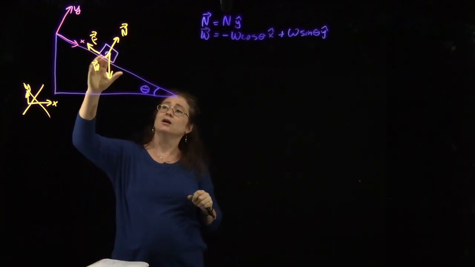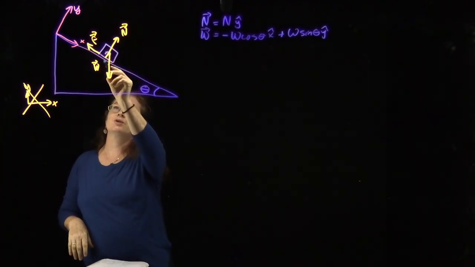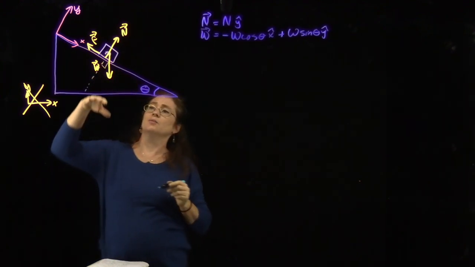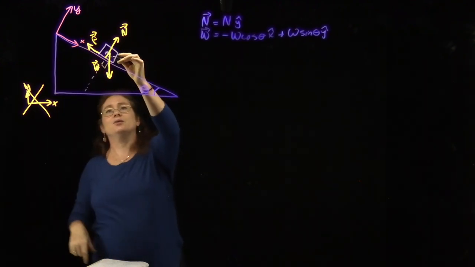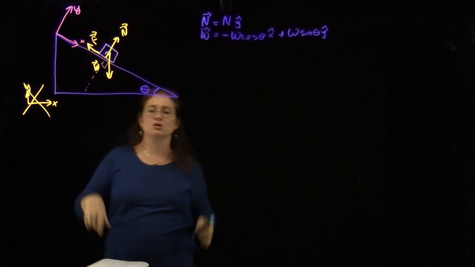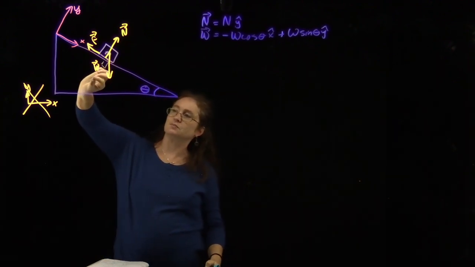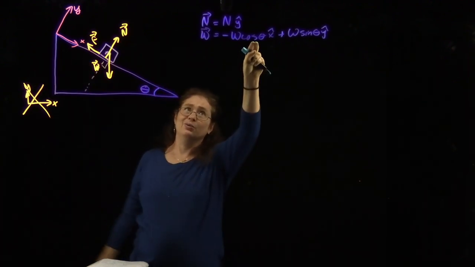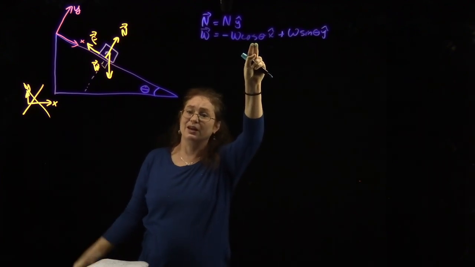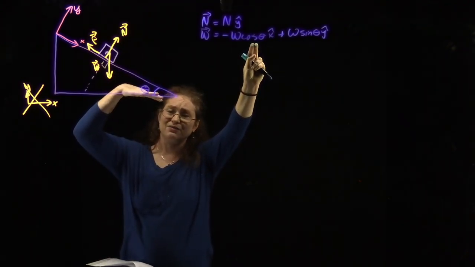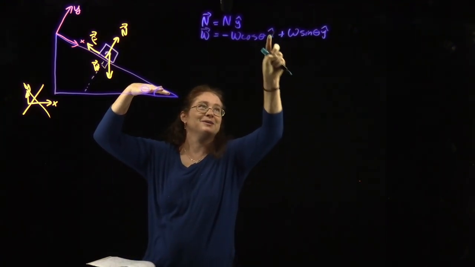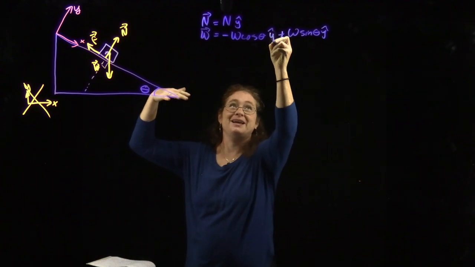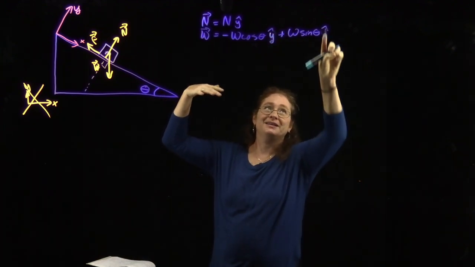So here, you can look at similar triangles. This here is a right triangle. And then you can figure out that that angle there is also theta. Or you can say, well, I know it's got to be sine or cosine. If my angle is zero, it has to be all in the y direction.